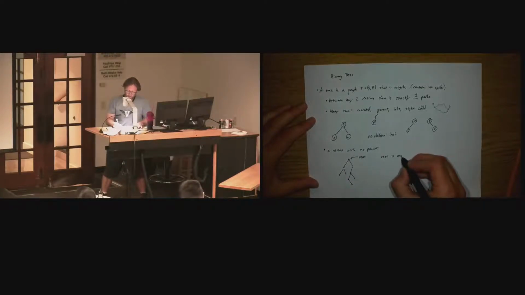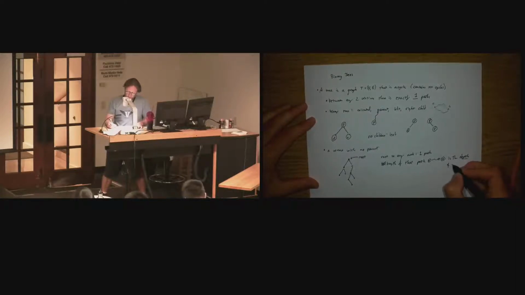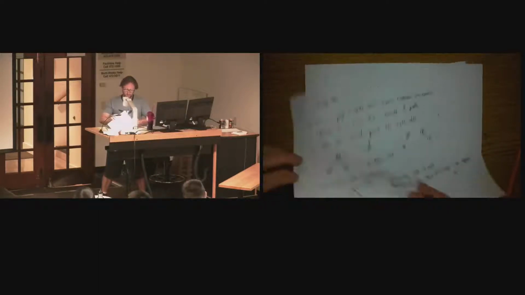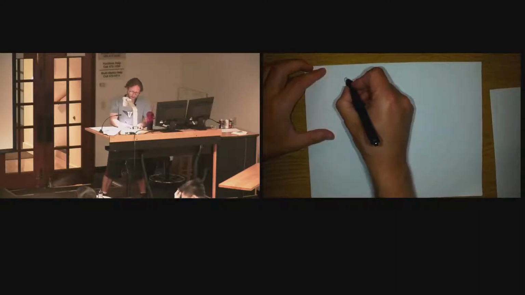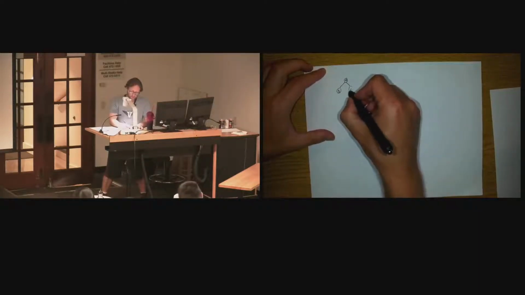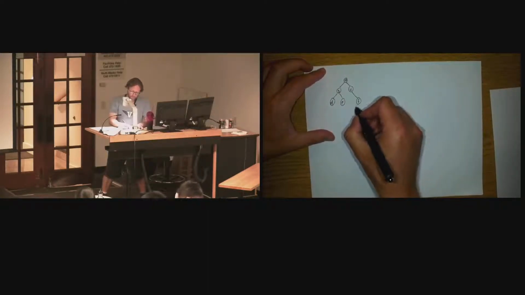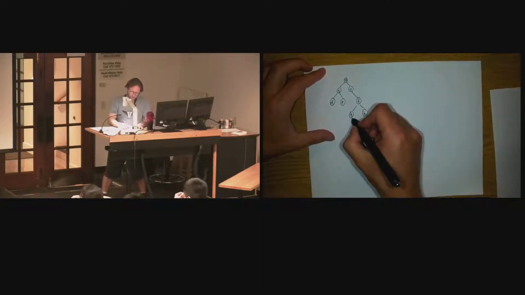Okay? From the root to any node, there is one path. The length of that path from the root to any node U is the depth of U. All right? Let me go ahead and redraw this, and I'll just draw another one here. I'll call this A, B, C, D, E, F, G, H, and I. Okay?